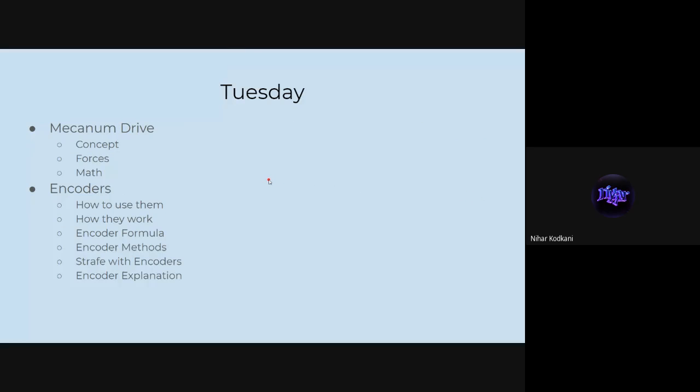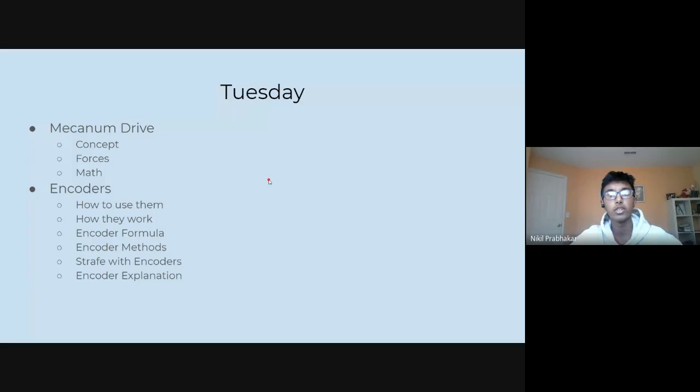Okay, Tuesday. So for Tuesday, what we're going to be doing is talking about the encoders and the actual movement of the robot. So the first thing we're going to be talking about is the mecanum drive. So the concept, as you guys might know, mecanum drive is basically strafing, so having the robot move left and right. So it's a pretty interesting concept, and you can't understand it very easily. So we're going to go over that in detail with the concept, the forces, and the math behind it.